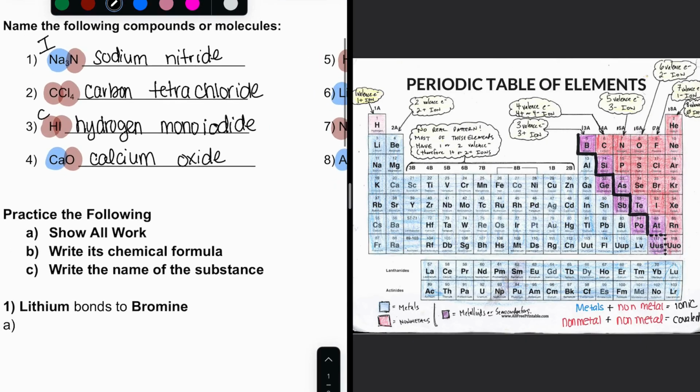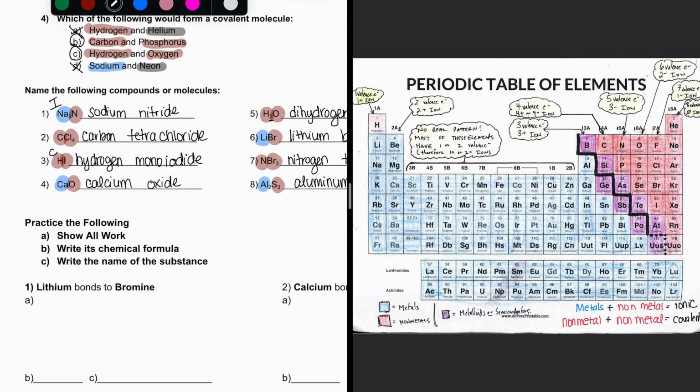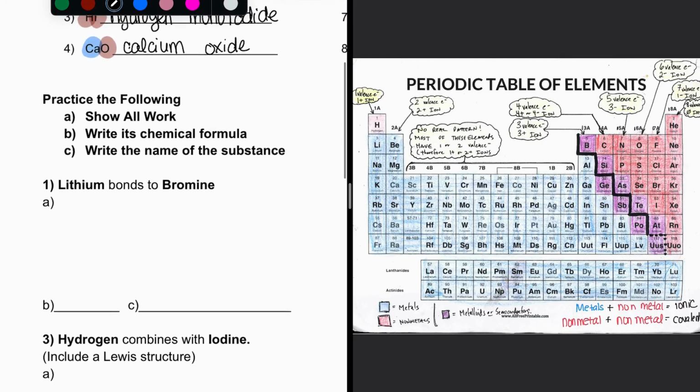All right. So for the practice the following, we're going to show our work, write our formulas, and write the name of the substance. So I have lithium and bromine. And in order to know how I'm going to bond these together, I need to figure out if they are metals or nonmetals. So lithium is a metal, bromine is a nonmetal.